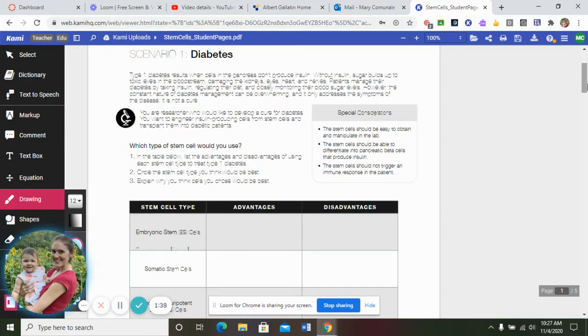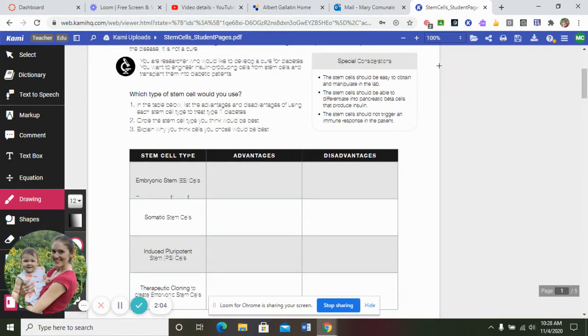So you're a researcher who would like to develop a cure for diabetes. You want to engineer insulin-producing cells from stem cells and transplant them into diabetes patients. Special considerations: the stem cells should be easy to obtain and manipulate in the lab. The stem cells should be able to differentiate into pancreatic beta cells that produce insulin. The stem cells should not trigger an immune response in the patient. So these are things that you're going to want to really pay attention to, and that'll help you to list your disadvantages. Which type of stem cell should you use?